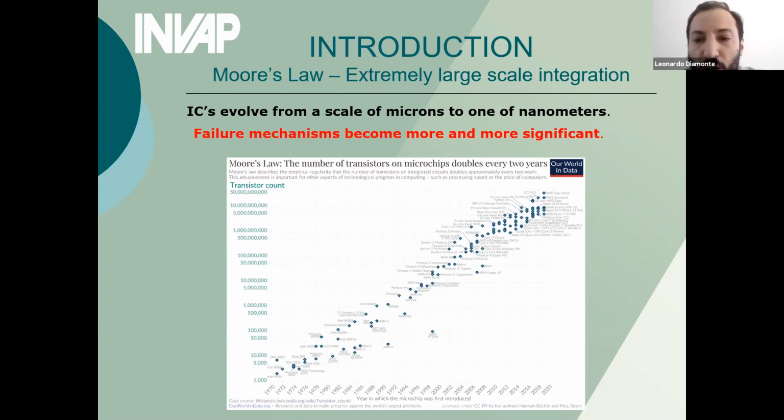This chart shows the velocity of incrementation of integration of different components in an integrated circuit. This is a conjecture made by Moore, known as Moore's law, that the number of transistors on chips doubles every 2 years. This conjecture is verified by reality, the growing integration of transistors in new integrated circuits every year. This chart shows that verification of Moore's law in reality.